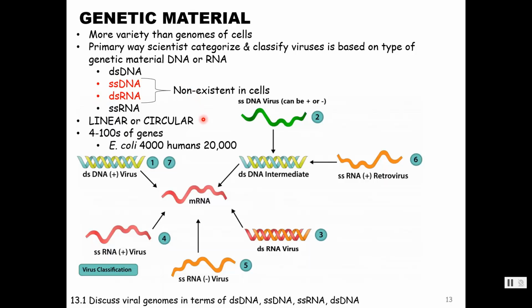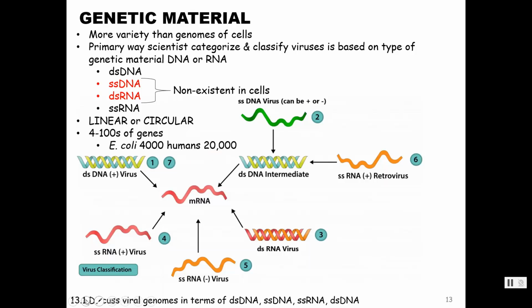As we said before, the genetic material can be linear or it can be circular. It can be a single strand or it can be segmented. It can be anywhere from 4 to hundreds of genes. Just to give you some perspective on how few genes viruses travel with, E. coli is about 400 genes and we are about 20,000 genes. So they're very small, economical, and compact.